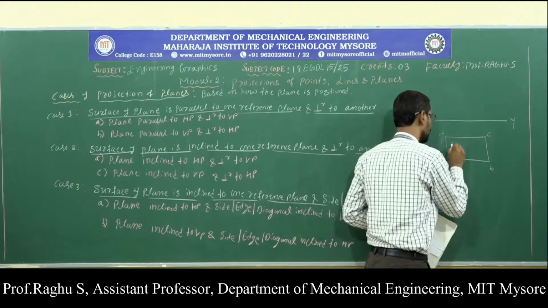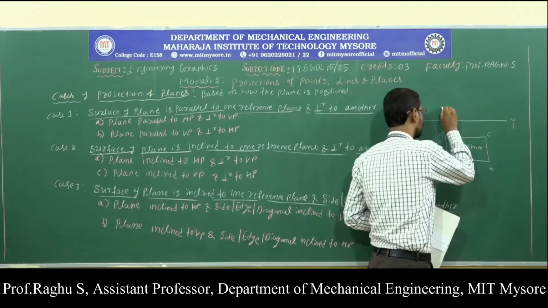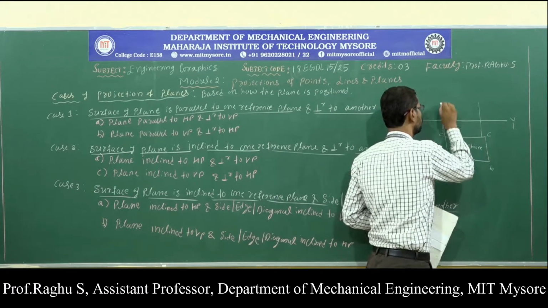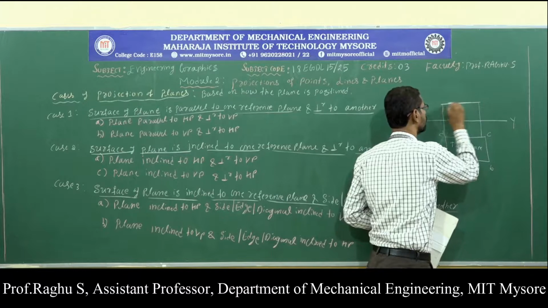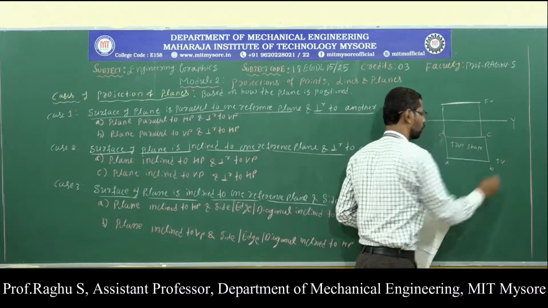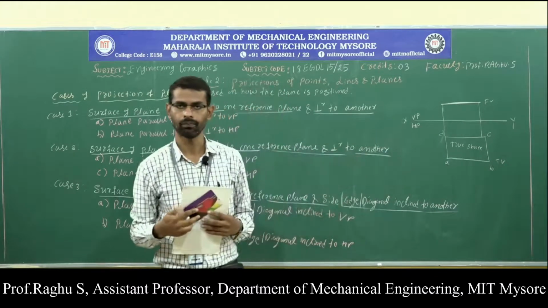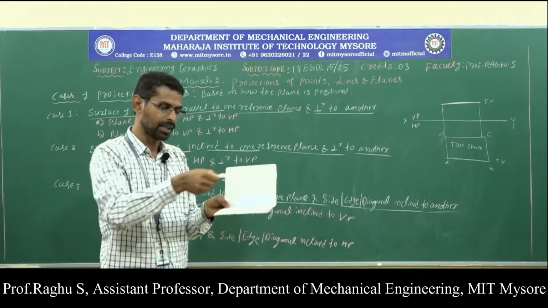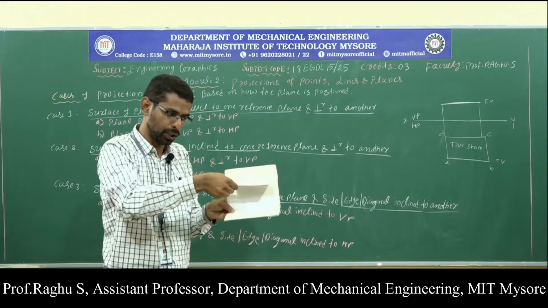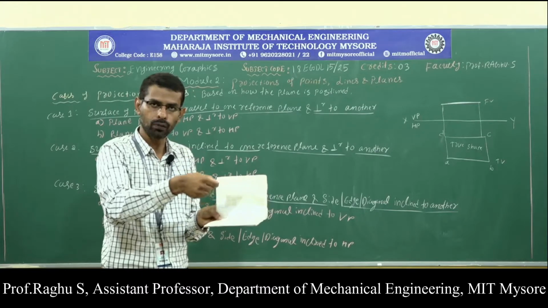So this is the true shape, and the front view will be a straight line. This is the front view and this is the top view. So this is the single stage solution. Here I have kept the plane parallel to HP and perpendicular to VP. In this position, I am supposed to write the top view and front view.